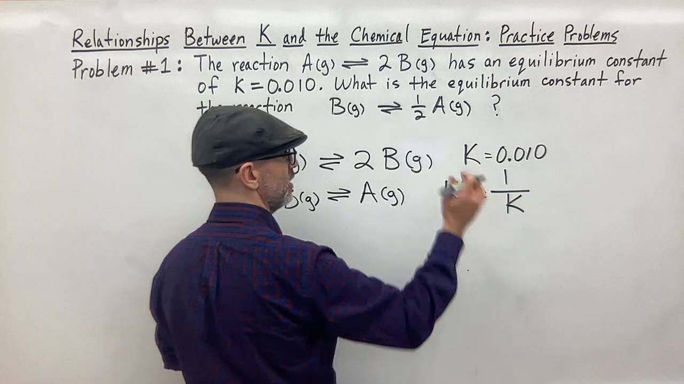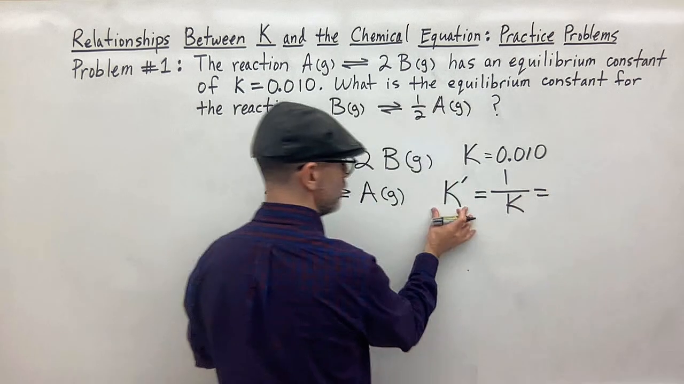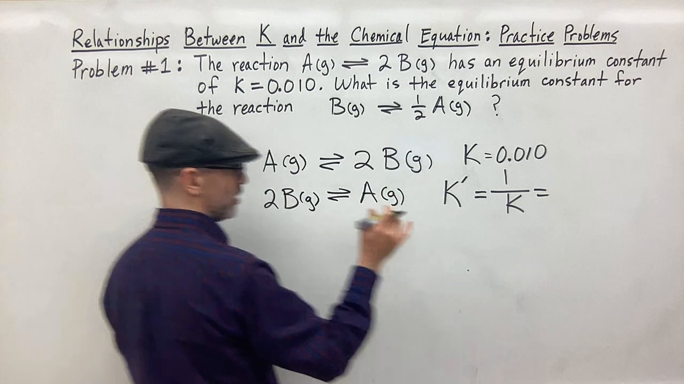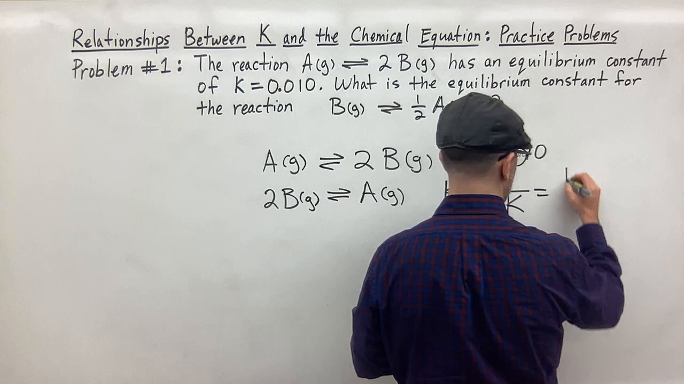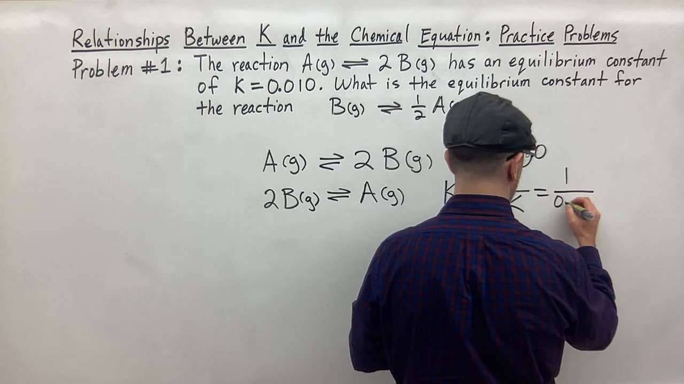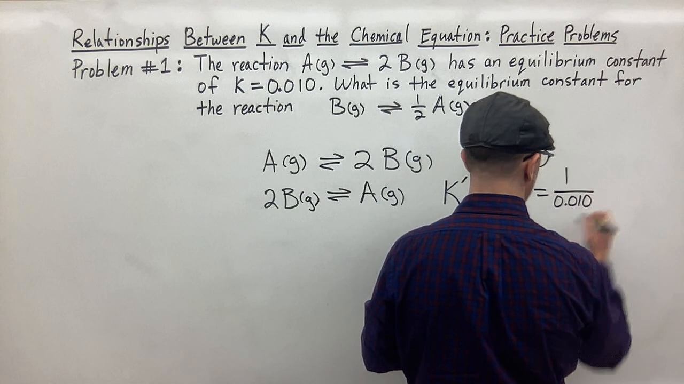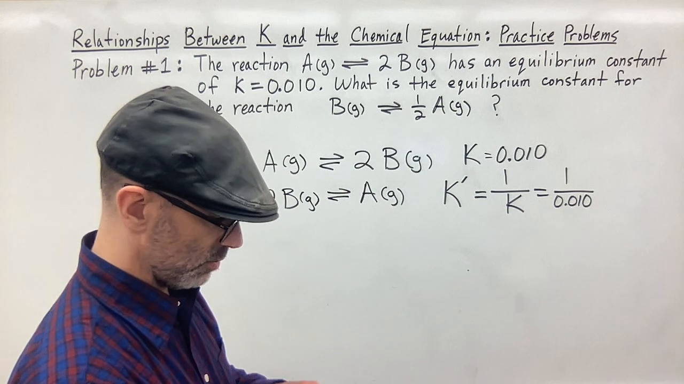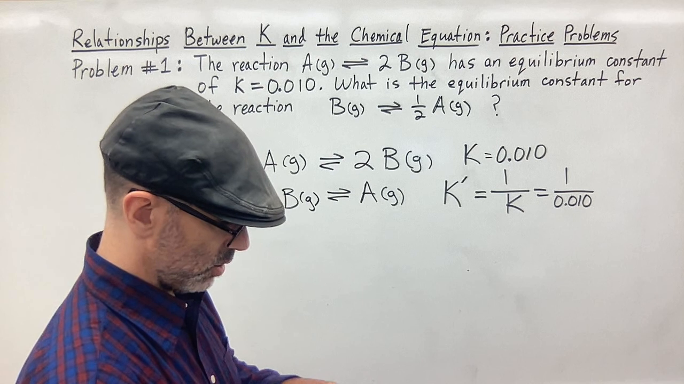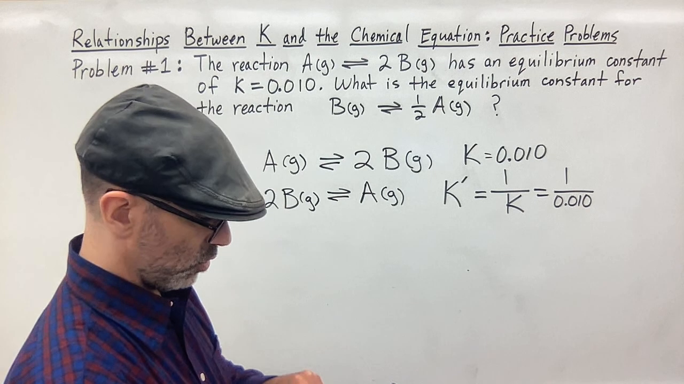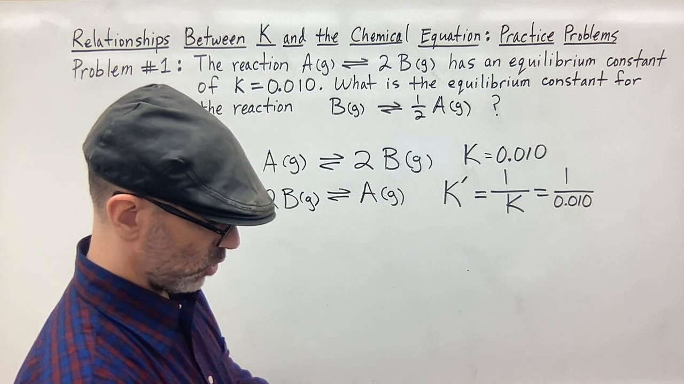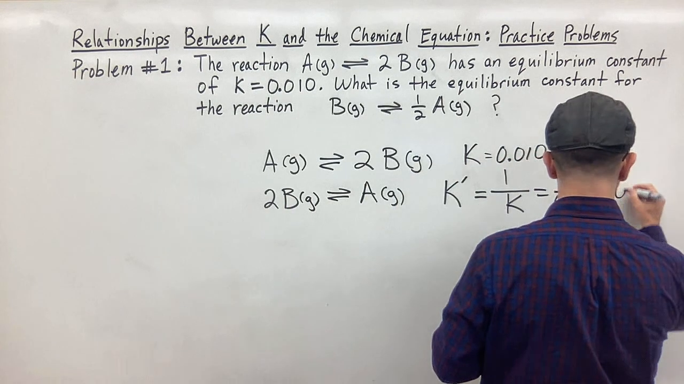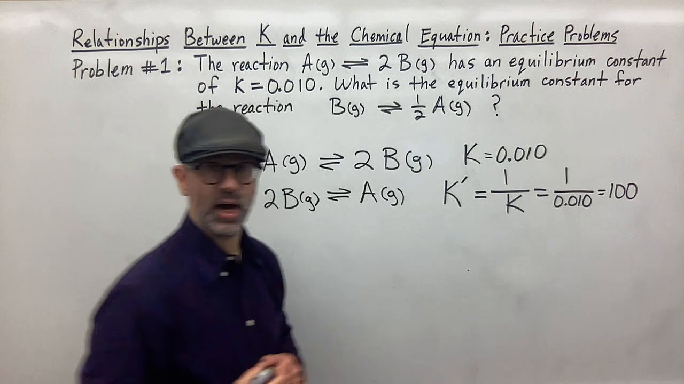Since this is K, that means that my new K value for this equation, the equilibrium constant for my new equation, is going to be 1 over K, which is 1 over 0.010. If I calculate that, I think that's 100, but I want to make sure. So 1 divided by 0.01 equals, yep, 100. So my new K value is 100.